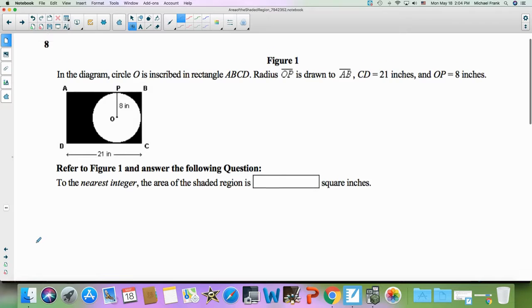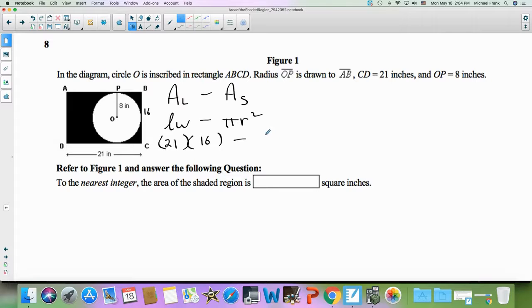Okay, and that brings us to our last question, number 8. In the diagram below, we have a circle inscribed in a rectangle. And again, finally, we're going to find the area of the shaded region. So the area of the larger minus the area of the smaller. The larger is obviously a rectangle, and the smaller is a circle. Well, we do need to come to the conclusion here that when we have our length and our width, it's going to be 21 times 16, right, as the area of our rectangle, minus our radius, pi radius squared, right?